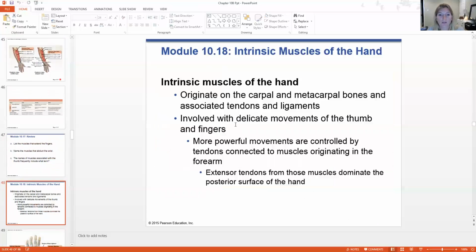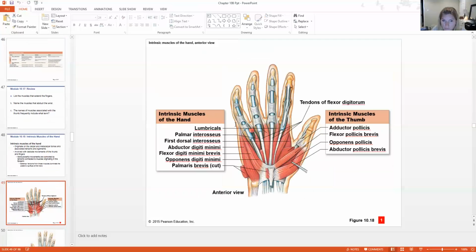Muscles of the hands typically originate on the carpal and metacarpal bones. These are delicate, fine-tuned movements. More powerful movements are controlled by the tendons that are originating on the forearm. Just makes sense. It's going to be a bigger muscle if it originates from way back here than right here. Extensor tendons tend to dominate that posterior surface of the hand, as I've mentioned. I can pretty much tell you there's maybe only one of these that you need to know.